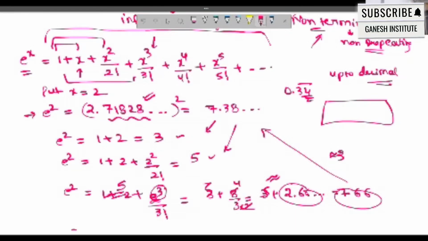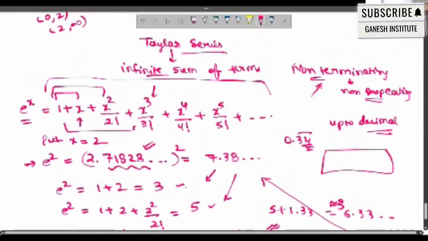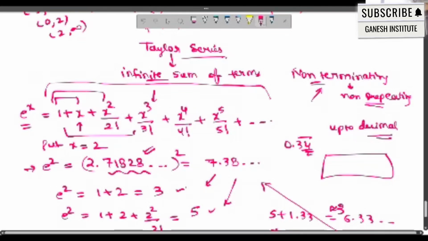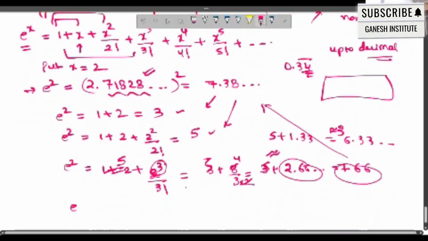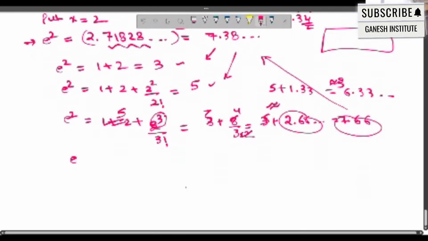So 2 4 is 8, 5 plus 1.33 is 6.33. Correct. Summary: you can see what is happening. If we consider more terms in the expansion form, then the closer the answer we'll get. So that's how this Taylor series expansion works.